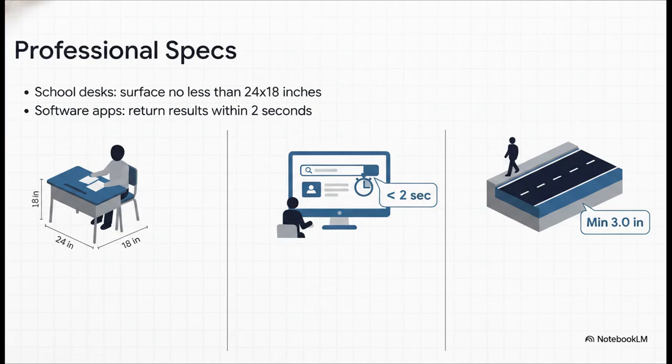A school district isn't just ordering some nice desks. No, they specify that the desk surface shall measure no less than 24 inches wide and 18 inches deep. A software company demands that a new search function returns results within exactly 2 seconds for queries up to 500 characters. Even the roads we drive on are governed by specs, requiring the asphalt layer to have a minimum compacted thickness of exactly 3.0 inches. It's all about precise, measurable rules.